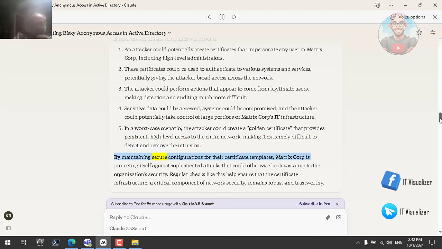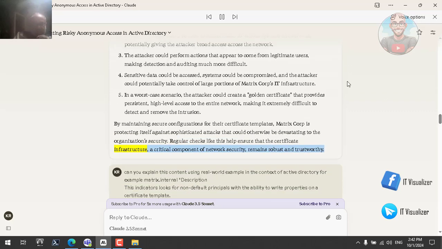By maintaining secure configurations for their certificate templates, Matrix Corp is protecting itself against sophisticated attacks that could otherwise be devastating to the organization's security. Regular checks like this help ensure that the certificate infrastructure, a critical component of network security, remains robust and trustworthy.